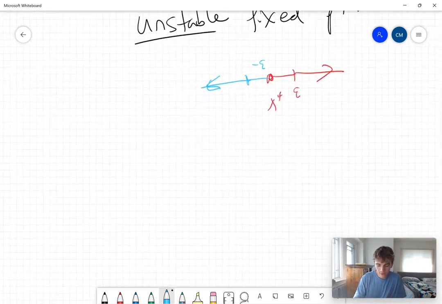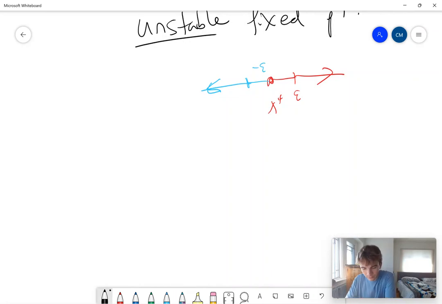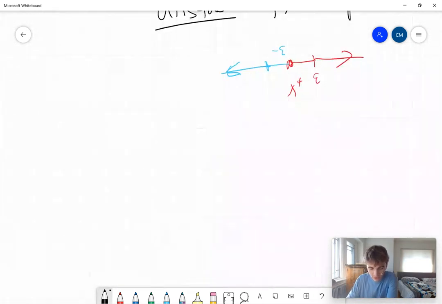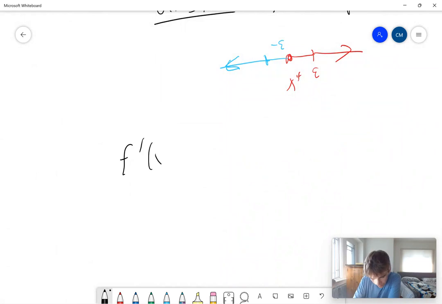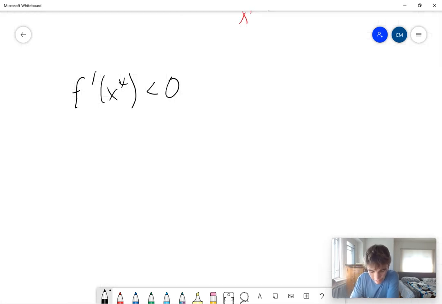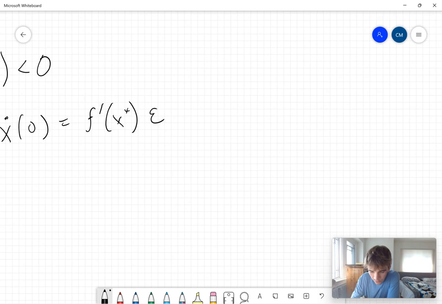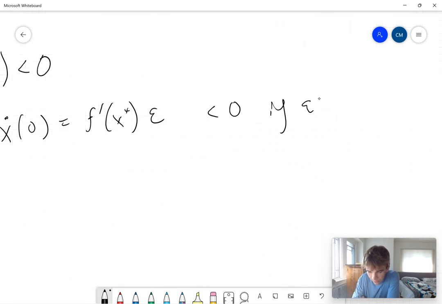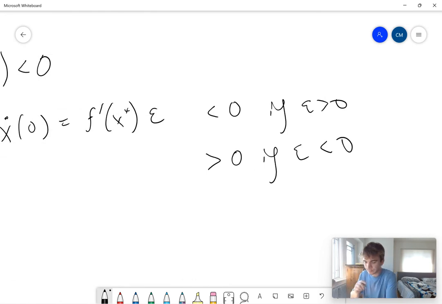Now, on the other hand, if we have f prime of x star less than 0, then the exact opposite thing happens. So x dot at 0 is equal to f prime of x star times epsilon, which is less than 0 if epsilon is greater than 0, and greater than 0 if epsilon is less than 0. So it's opposing the epsilon, right?